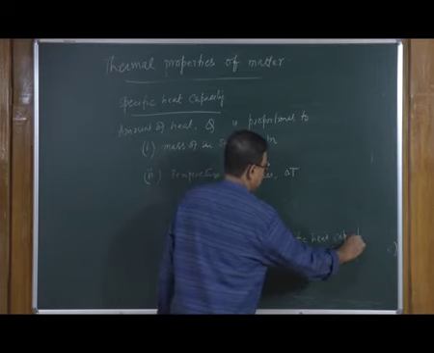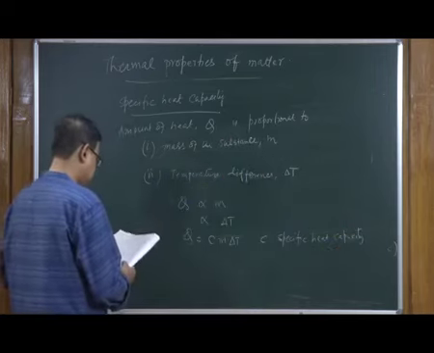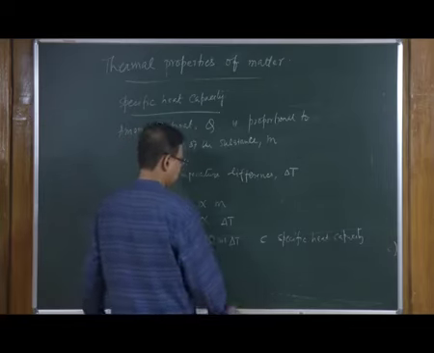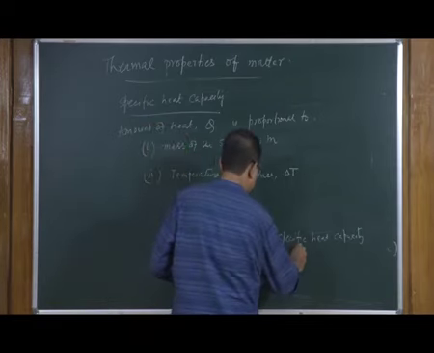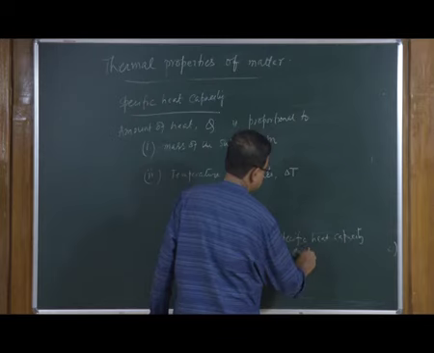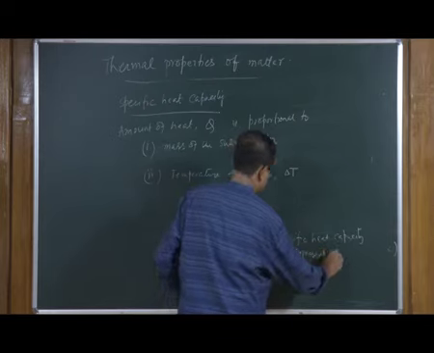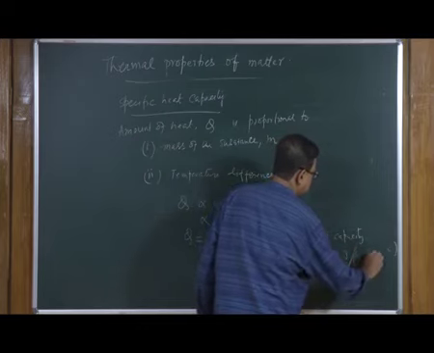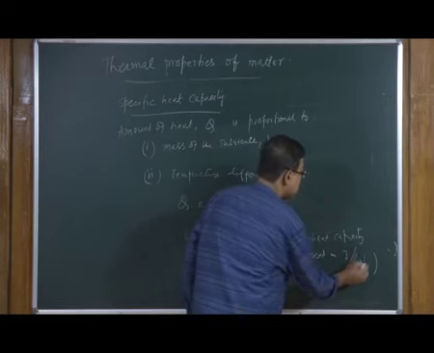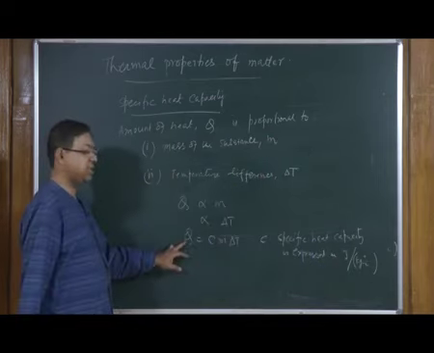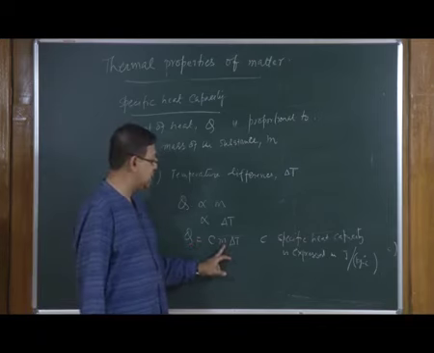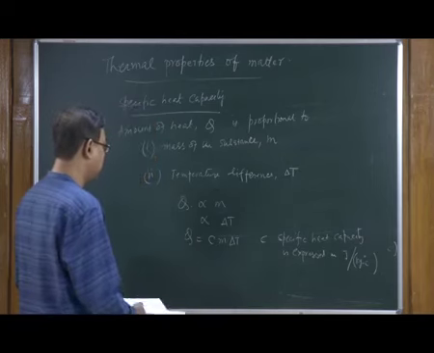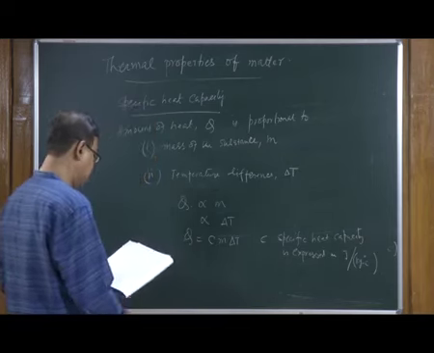Which of course has a value, or rather the SI unit is expressed in joule per kg degree centigrade. Okay. So, the heat is expressed in joule, the mass is expressed in kg, and the delta T is expressed in degree centigrade. So, this has a unit which is joule per kg degree centigrade.